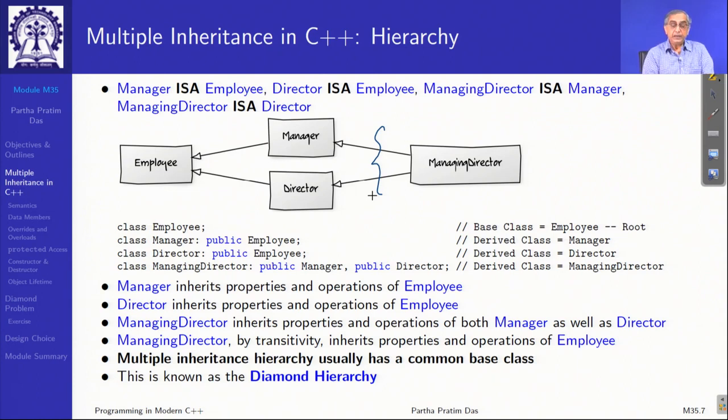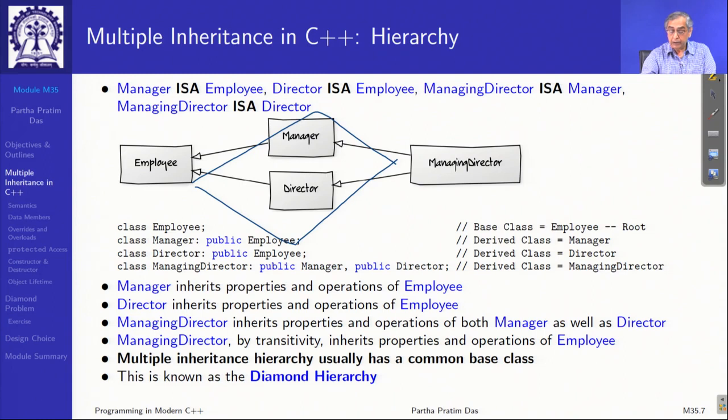Now, when it inherits from two base classes, manager and director, they in turn inherit from a common base class. That is, the whole inheritance hierarchy has one root only, which is normally what we have seen in the case of single multi-level inheritance. But at this point I have a multiple inheritance. So, what I get is actually what is known as a diamond hierarchy. So, we get this kind of a diamond structure, where I am multiply inheriting from 2 or more base classes, which in turn have a common base class they inherit from.